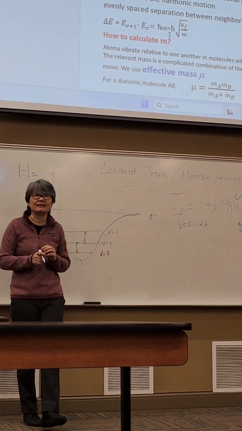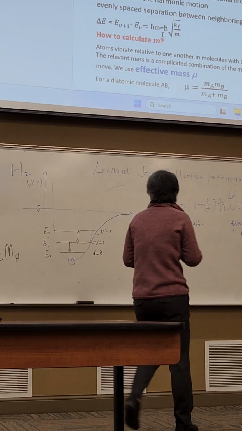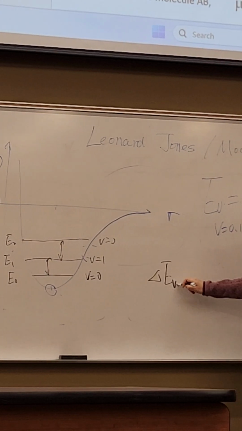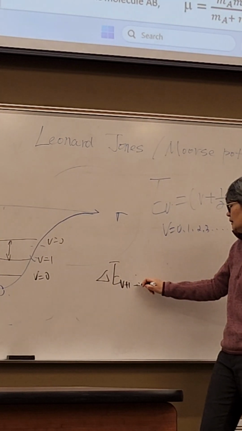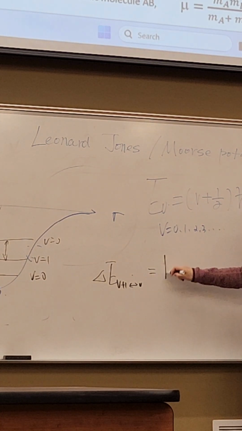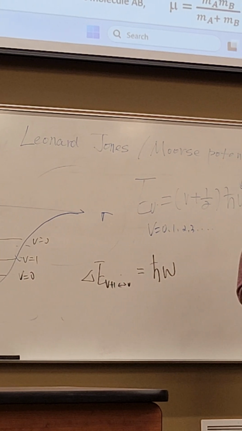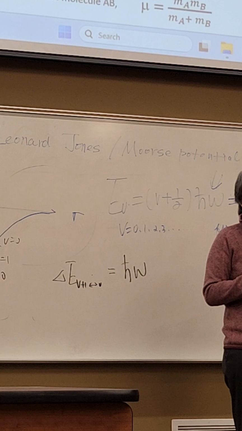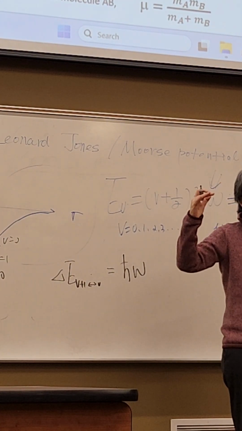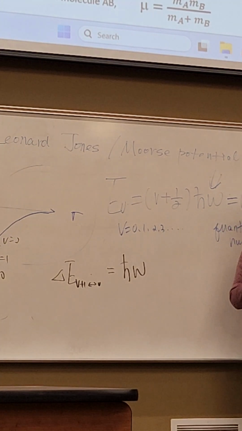Now, what is the spacing for the harmonic oscillator? Equal. Neighboring spacing, so delta E between V plus 1 versus V equals H bar omega. Very good, H bar omega. They are equally spaced. The separation between the two neighboring states equals H bar omega.